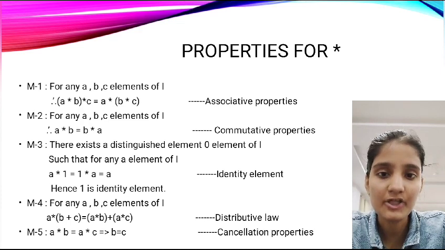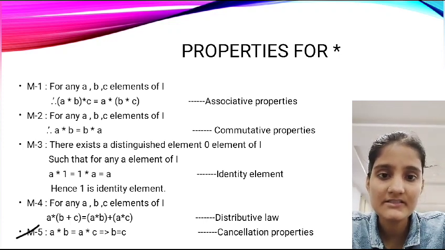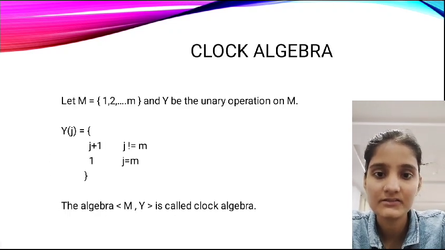The last property of multiplication is, if A star B is equal to A star C, then B is equal to C. This is the cancellation property. So these are all the properties of multiplication.